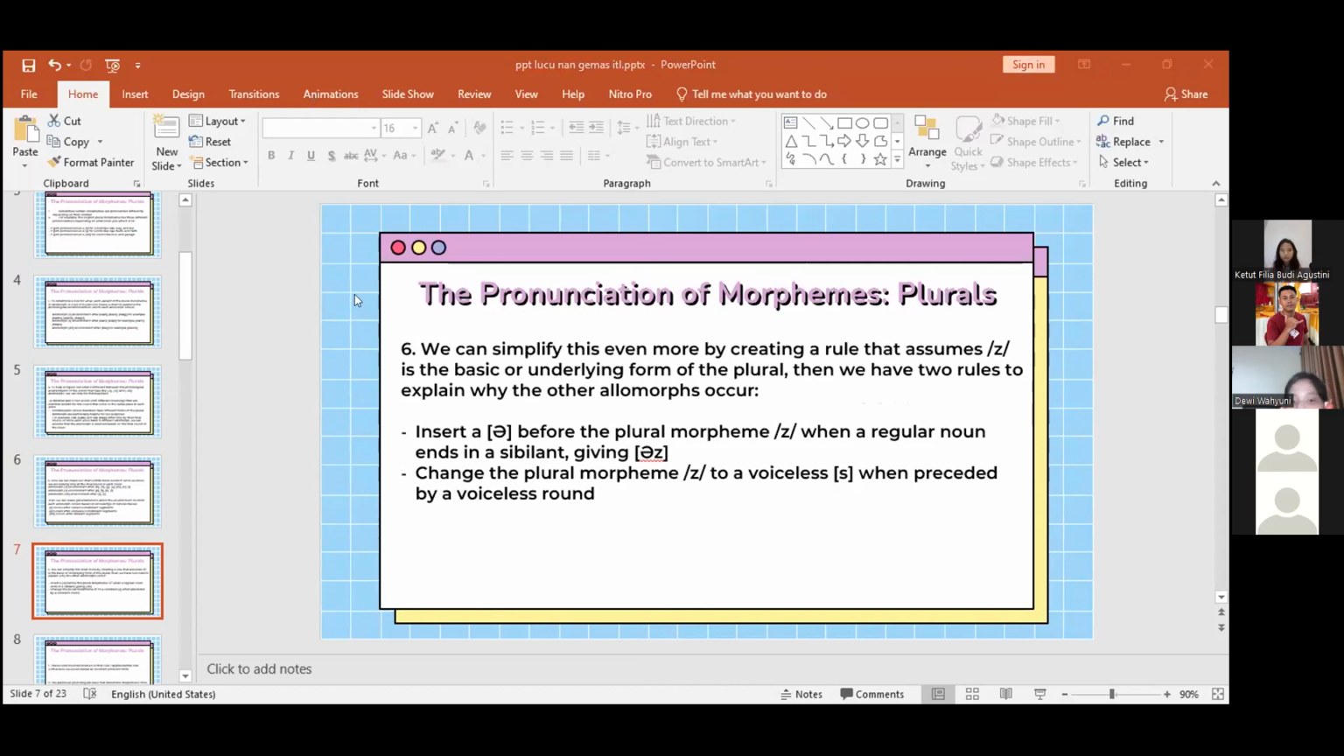Six, we can simplify this even more by creating a rule that assumes Z is the basic or underlying form of the plural. Then we have two rules to explain why the other allomorphs occur. Insert an e after the plural morpheme Z when a regular noun ends in a sibilant, giving iz. Change the plural morpheme Z to a voiceless S when preceded by a voiceless sound.